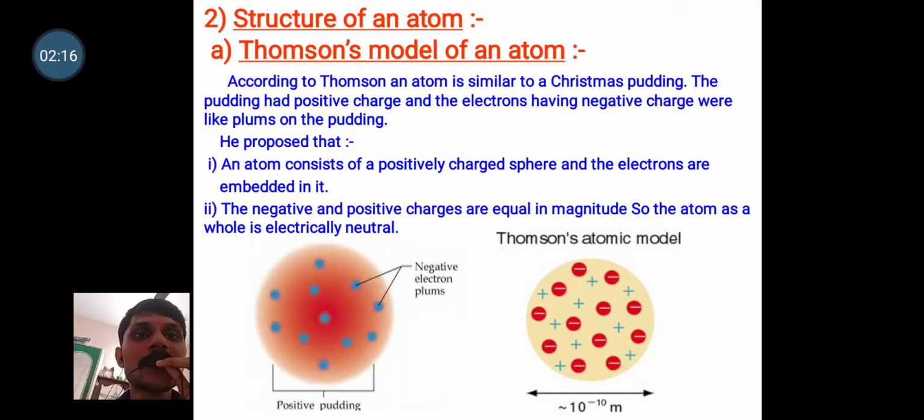This is the Thomson model of an atom. The Thomson model is described as a plum pudding shape, where positive and negative charges are embedded together. He proposed that the positively charged sphere and the electrons are embedded in it, acting as a plum pudding model. The negative and positive charges are equal in magnitude, so the atom is neutral in nature. So this is the Thomson model of an atom.